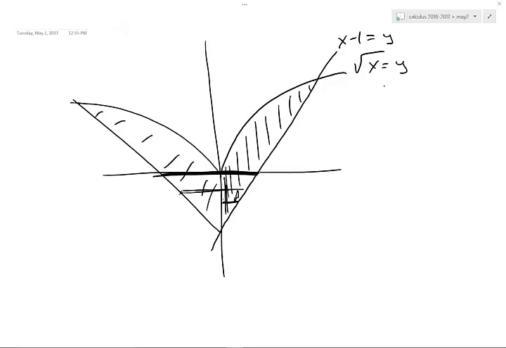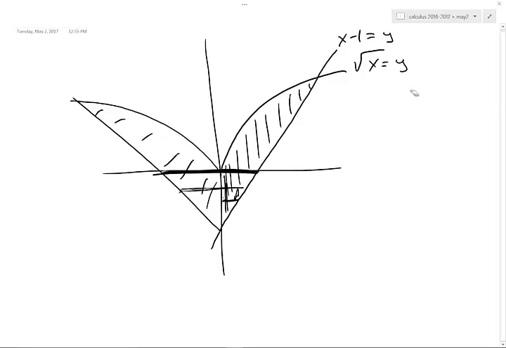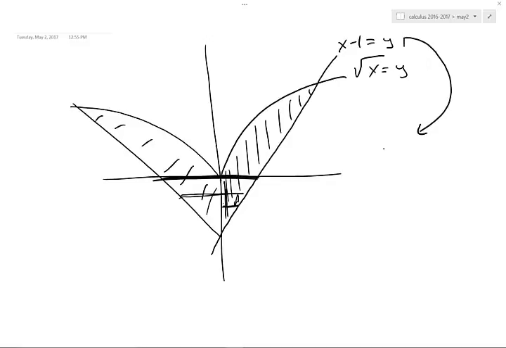And so if you were going to do this, you need to solve this. You'd have x is equal to y squared. I'm sorry, that's the wrong one. This one up here would be x equals y plus 1, right?